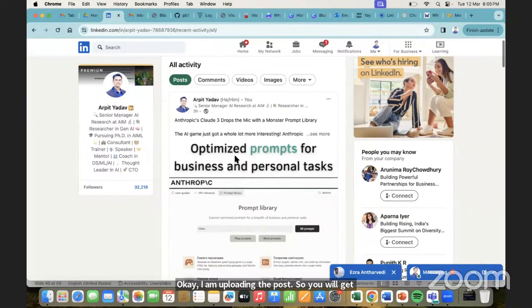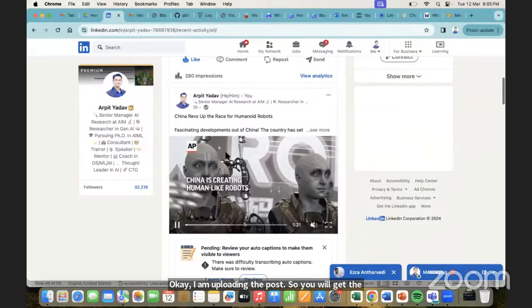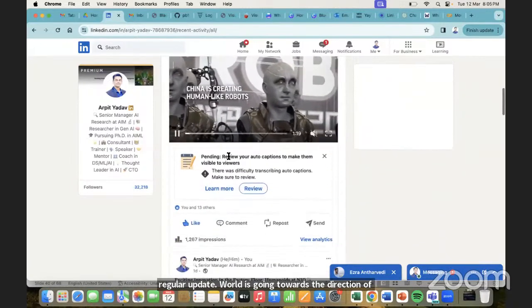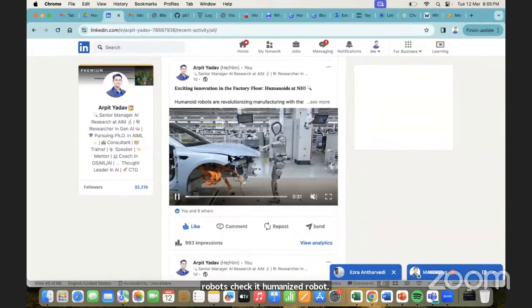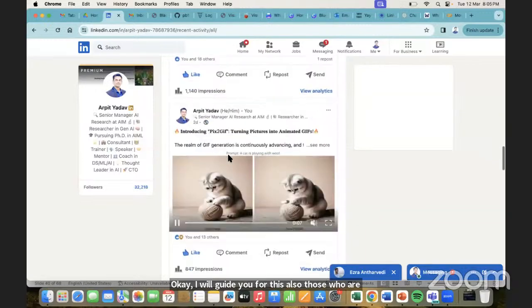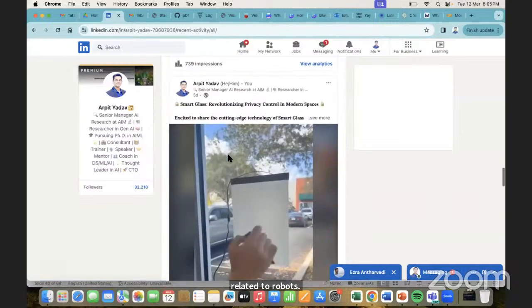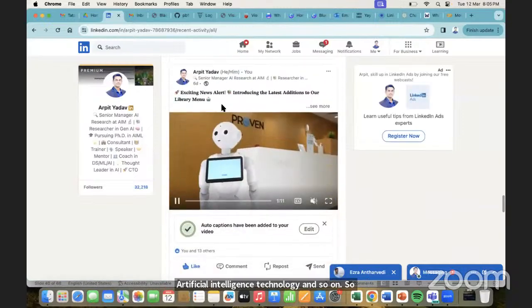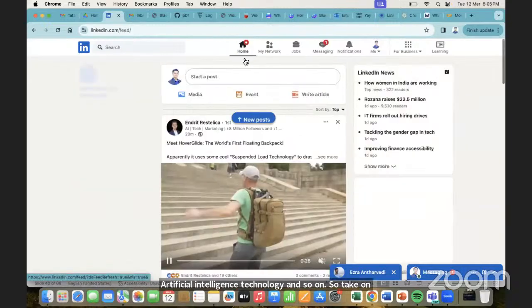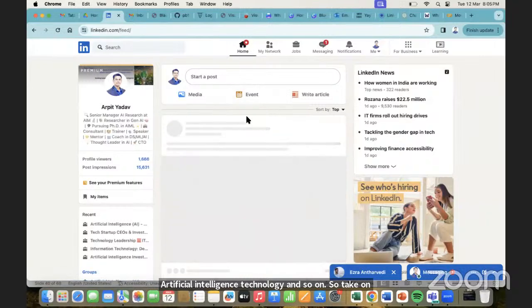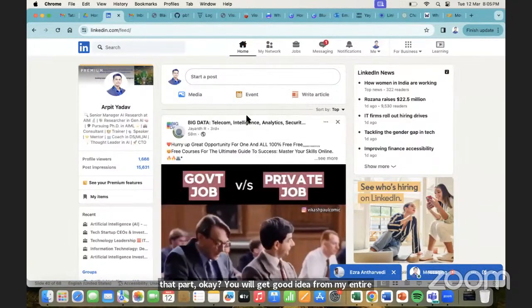The world is going in the direction of robots. Check it: humanoid robot. I will guide you on this also, for those who are interested. If you check my posts, they are all related to robots, artificial intelligence technology and so on. So check that part. You will get a good idea from my entire content.